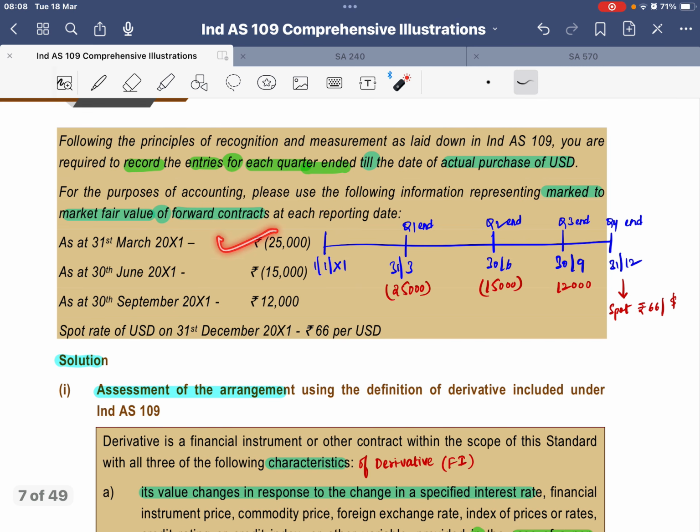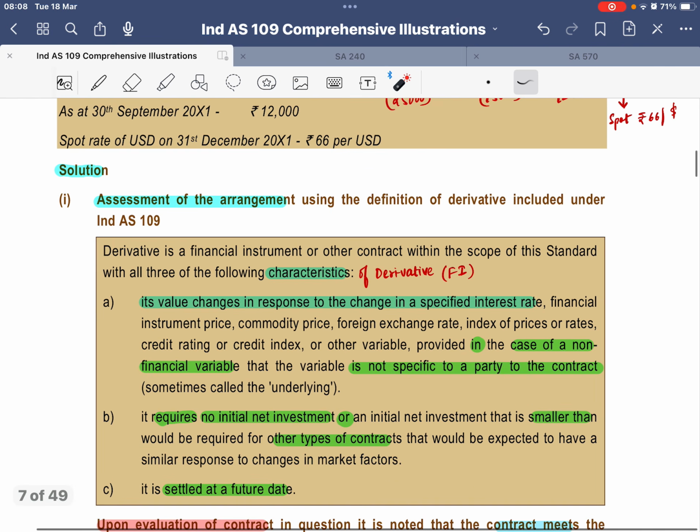Mark to market fair value of forward contracts. At the end of Q1, which is 31st March 20x1, it is minus 25,000. For 30th June, it is minus 15,000. 30th September is 12,000 positive, and spot on 31st December is rupees 66 per USD.